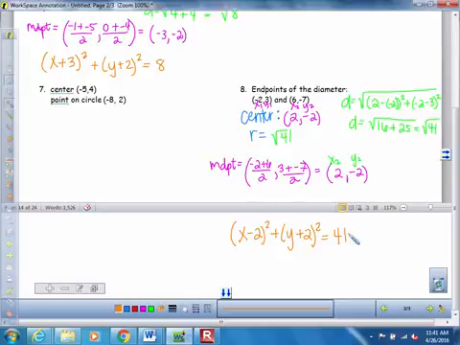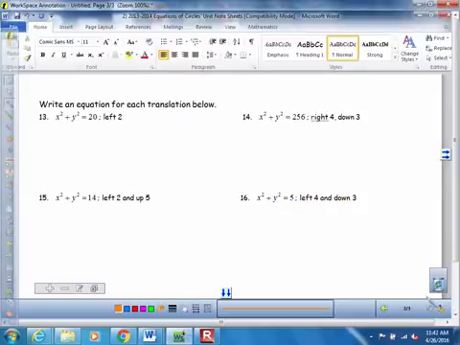Okay, let's flip to the back. We're going to skip the graphing ones because I think you guys can do that. I want to look at one translation one. So let's look at number 14. We have right 4, down 3. Is right my x or my y? Right is x, and down is my y. So this is changing x.